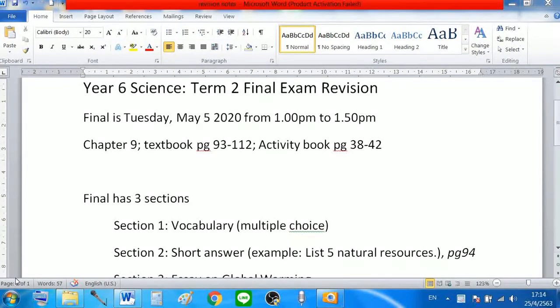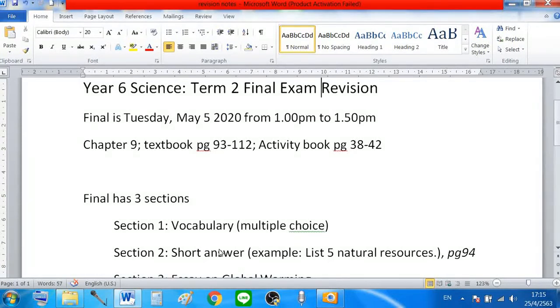The exam covers Chapter 9, and in the textbook, that's page 93 to 112, and in the activity book, page 38 to 42. The final has 3 sections. Section 1 is the vocabulary. This vocabulary test is multiple choice. There will be an ABC answer, and you just write the correct answer for the vocabulary.